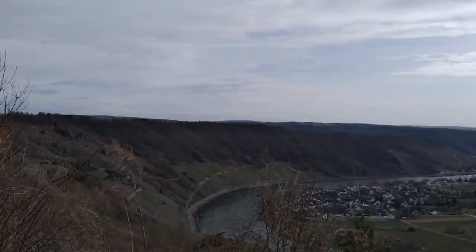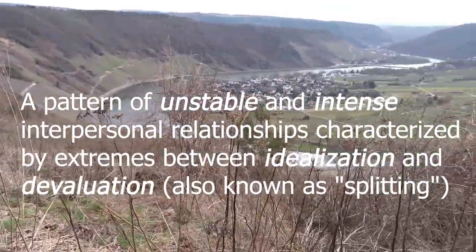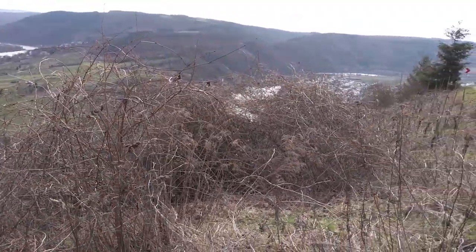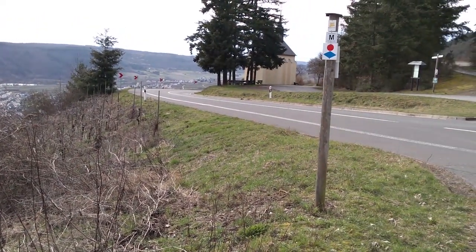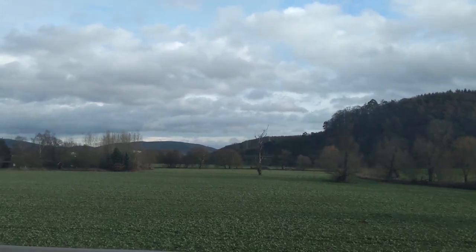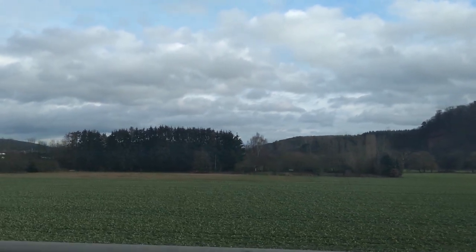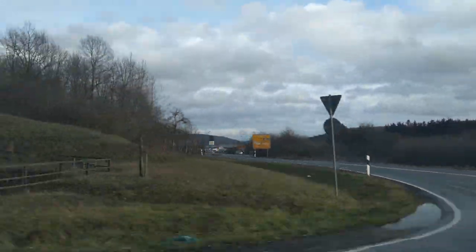A pattern of unstable and intense interpersonal relationships characterized by extremes between idealization and devaluation, also known as splitting. People with BPD often experience a pattern of unstable interpersonal relationships that are often denoted by idealization and devaluation. Idealization meaning the process of attributing overly positive qualities to another person or thing. People with BPD may place a loved one on a pedestal and feel betrayed when the loved one doesn't meet their projected standards, leading to a defense mechanism called devaluation, or in other words, attributing exaggerated negative qualities to a person or thing.